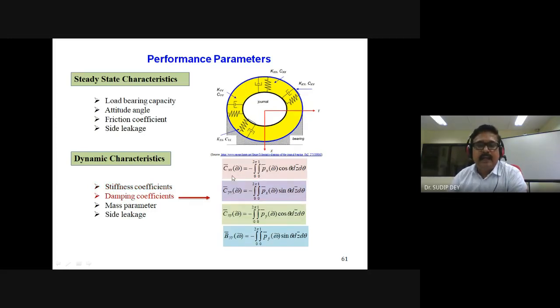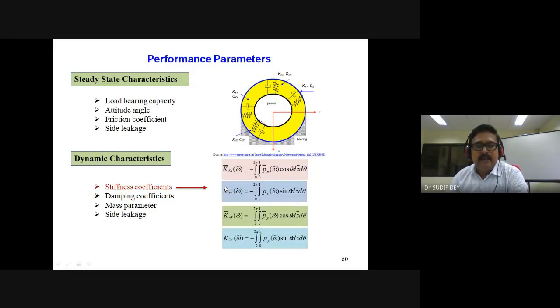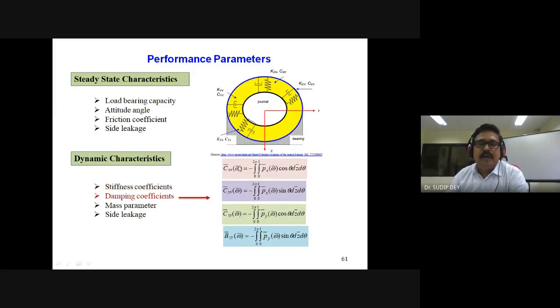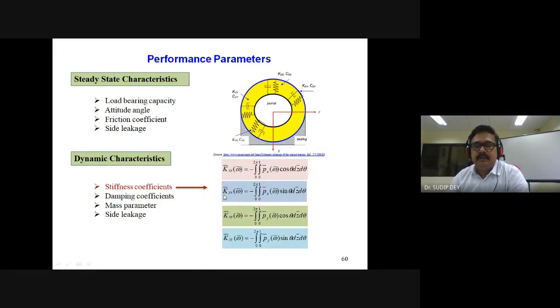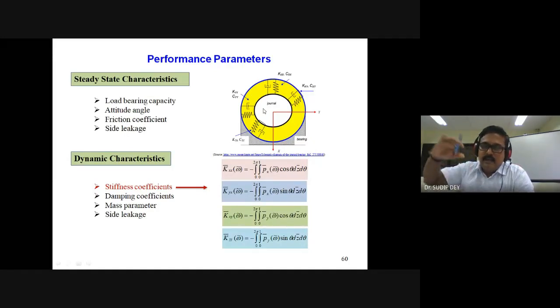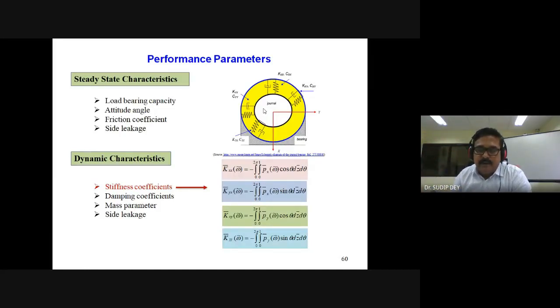In the similar way we will get the four damping coefficients, cxx, cyy, cxy, and cyx. I think it is some typographical mistake here. Now the important thing is that you will see all the parameters, k bar and c bar, all are having omega cap. That means all the parameters are stochastic in nature, because the entire spatial domain, the envelope, is subjected to variation, and the stiffness and damping coefficients vary at every point.